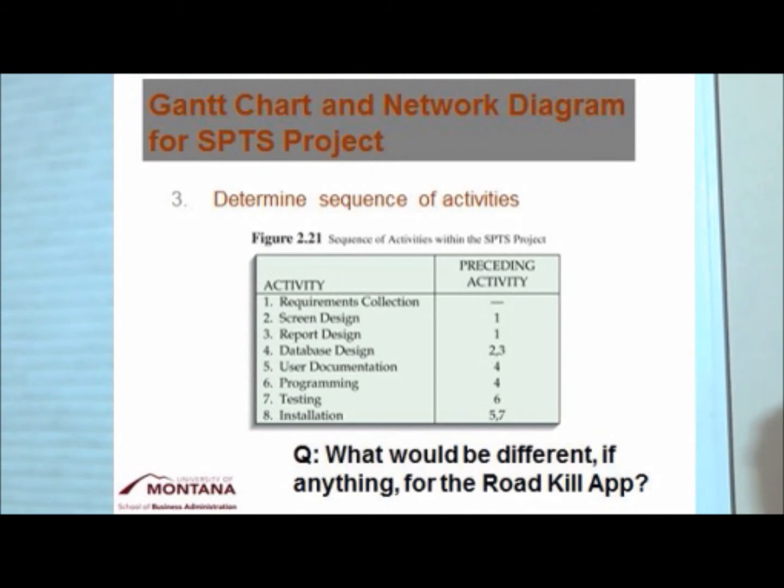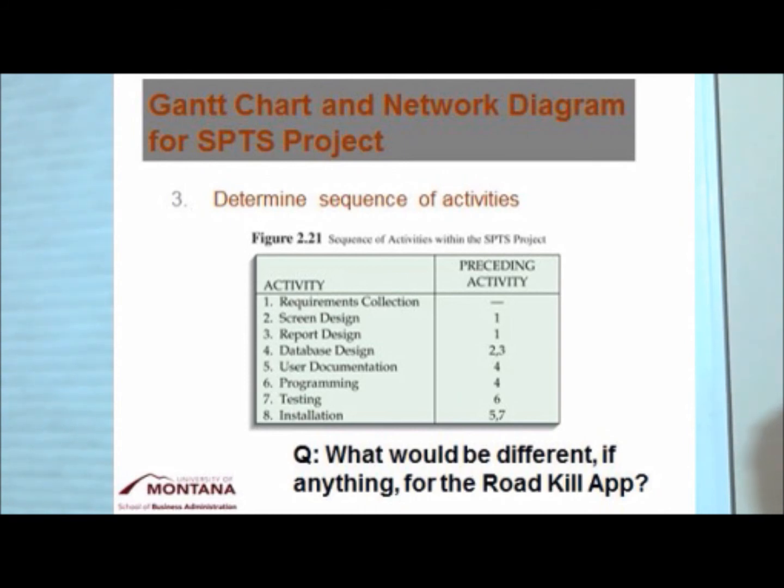When it comes, you can see at the top of the next slide, when it comes to a network diagram, and actually for a Gantt chart for that matter, we're going to need to determine the sequence of activities. What comes first? What comes second? Do we have to complete the first thing first before we can start the second thing? Or can we do 1 and 2 together? Well, that's exactly what's going on in this sales promotion tracking system here.